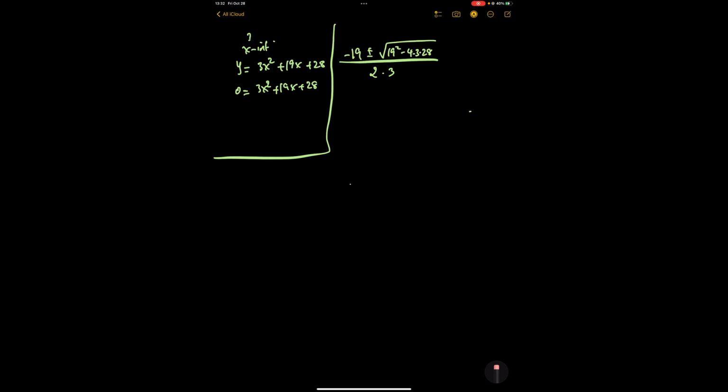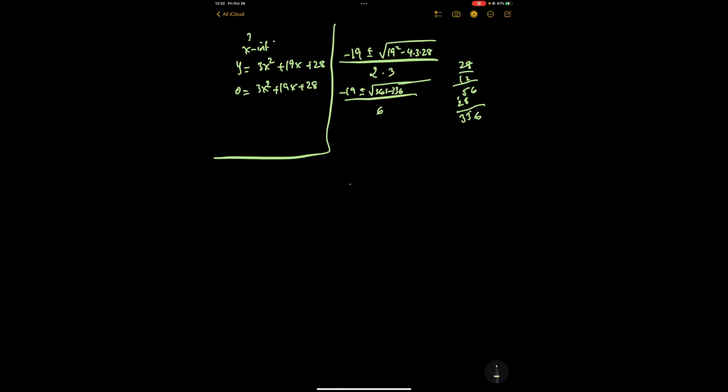So that's negative 19 plus or minus the square root of 361 minus 4 times 3 times 28. 4 times 3 is 12, times 28. What is 28 times 12? That's going to be 336, over 6.